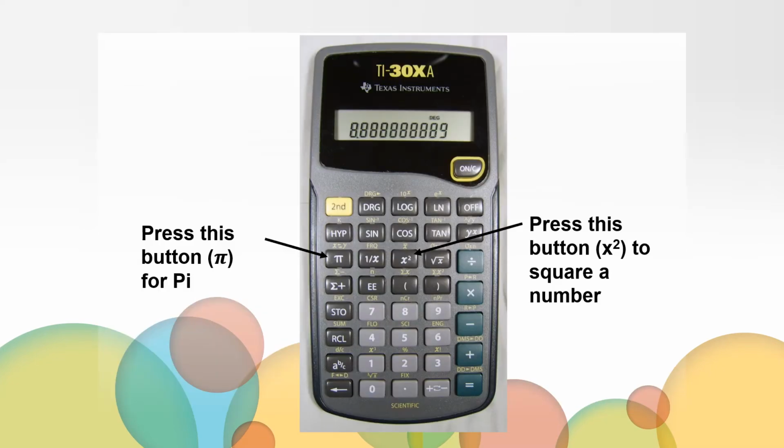This is an example of a handheld scientific calculator. The pi button is located on the left side. In order to square a number, we have to press the button that has x with an exponent of 2.